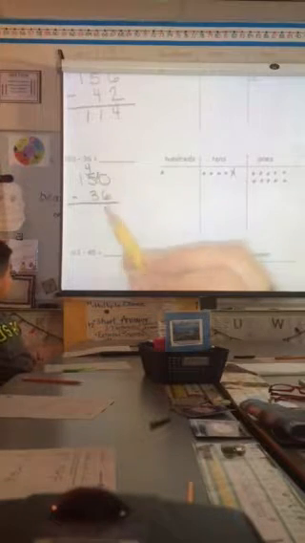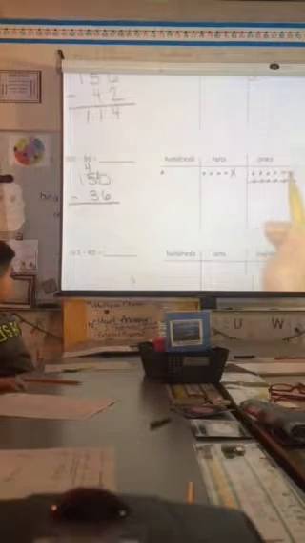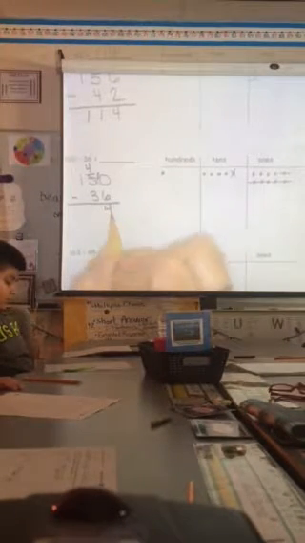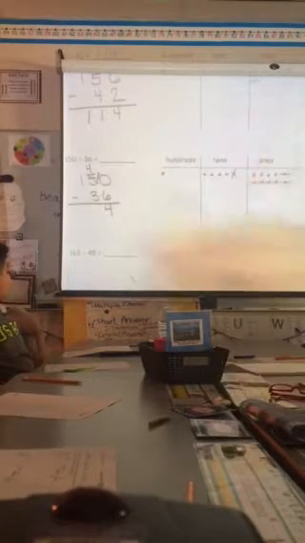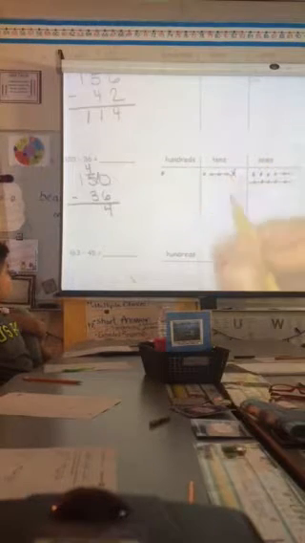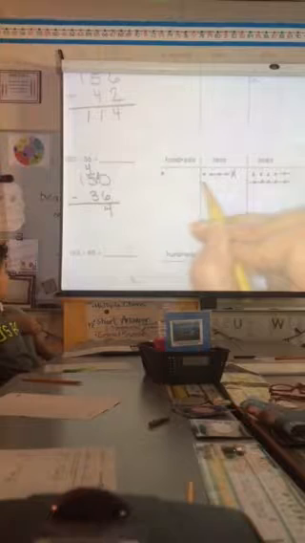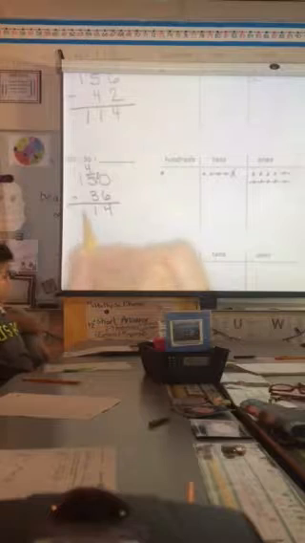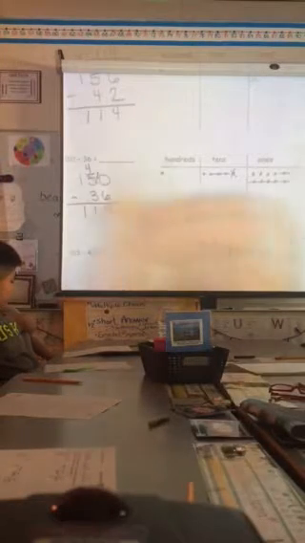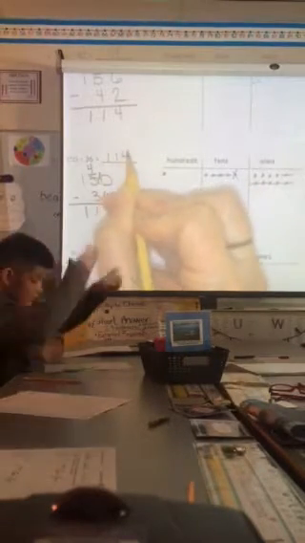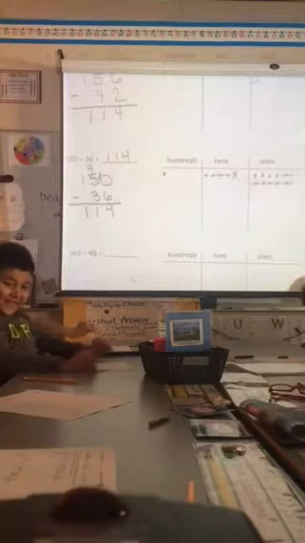10 minus 6, let's see, 1, 2, 3, 4, 5, 6 leaves me with how many? 4. That's right, 4. Now that I'm done in the ones place, I'll go to the tens place. And my tens place says 40 minus 30. 10, 20, 30. 40 minus 30 equals 10. And 100 minus no hundreds leaves me with 100. So what is 150 minus 36? 114. That's right. Let's take a look at letter C.